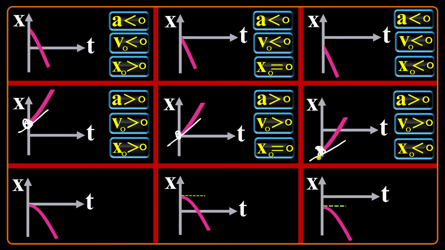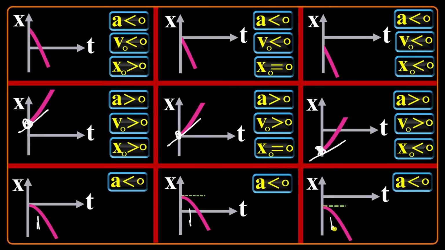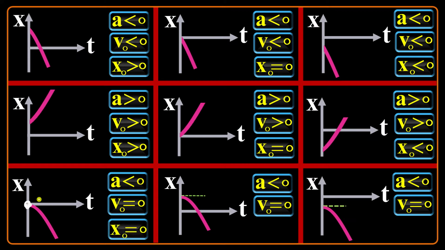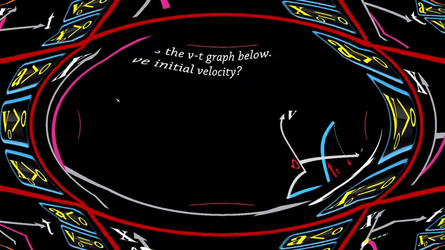Look at the last three. Concave down, so acceleration negative. They start from a maximum point, so there is no slope at the beginning. So the initial velocity is 0 in the three cases. About the initial position, it's very easy. It starts from 0, initial position 0, initial position positive, it starts from a point above the t-axis, and the last negative initial position. That's all.